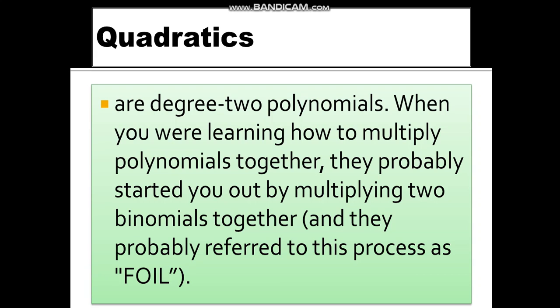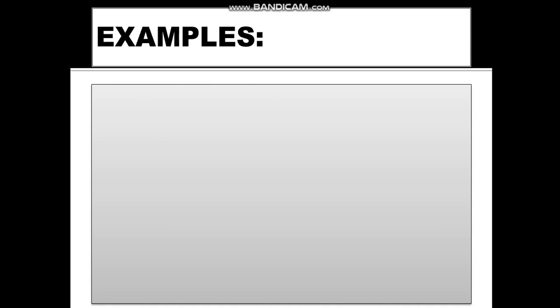When you are learning how to multiply polynomials together, they probably started you out by multiplying two binomials together, and you probably refer to this process as FOIL, or first term, outer term, inner term, or last term. I hope you can still remember your grade 7 mathematics wherein you are multiplying binomials. Okay, let's proceed now to the examples. Let us factor the trinomials.